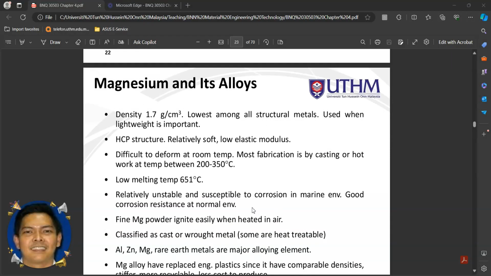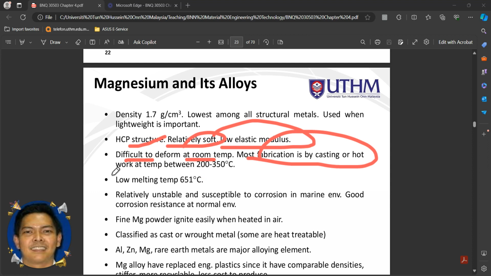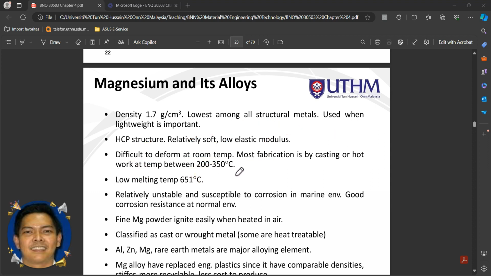Magnesium and its alloy. Okay, density is around 1.7 grams per cubic centimeter, which is considered the lowest among all structural metals. So it's used when light weight is important. It consists of an HCP structure, which makes it relatively soft with a low elastic modulus. It's difficult to deform at room temperature, so most fabrication is by casting or by hot work at temperatures between 200 to 350 degrees Celsius.